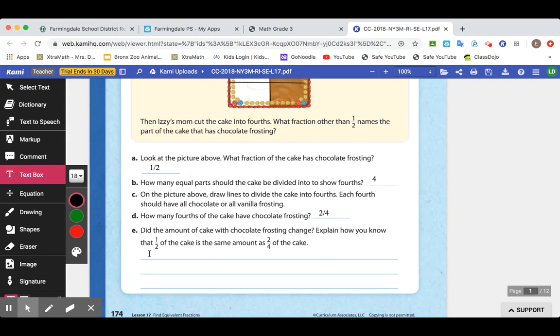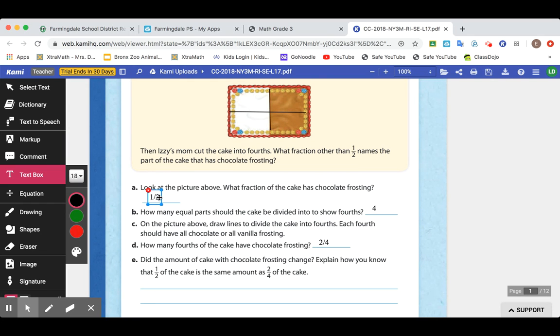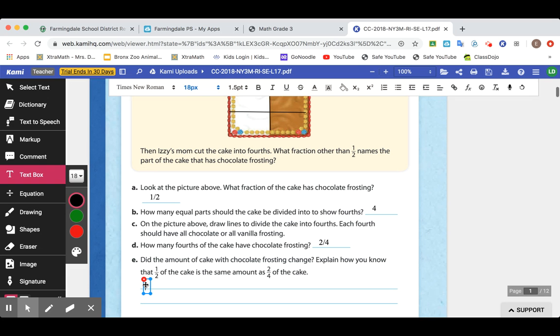Okay, so the question says, did the amount of cake with chocolate frosting change? Explain how you know that half of the cake is the same as 2 fourths of the cake. So remember when we first started out, it was cut into halves. We had half vanilla, half chocolate frosting. And now we have 2 fourths chocolate and 2 fourths vanilla. So what changed? Exactly. The number of parts changed, but the amount of frosting did not change. So I'm going to write the amount of frosting did not change.